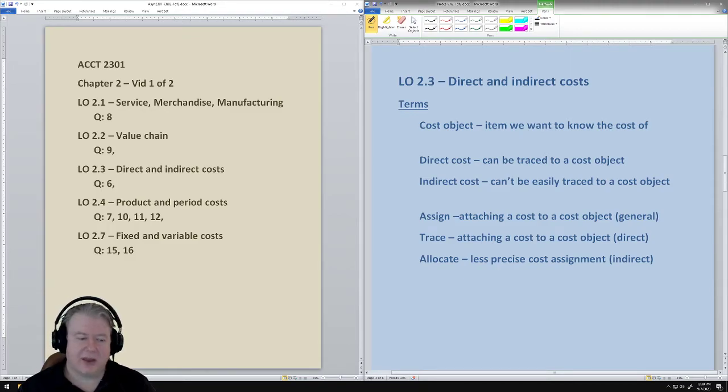A cost object could be anything. It could be a whole process. It could be a machine. It could be this material. But it's anything that we want to know the cost of. What's the contribution, and how much is it costing the company.